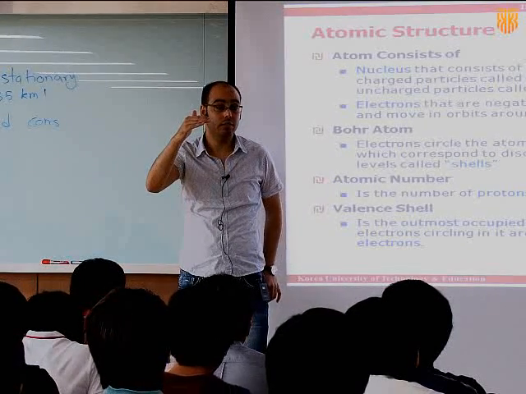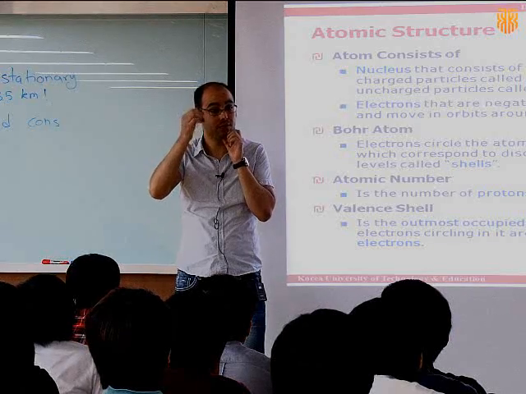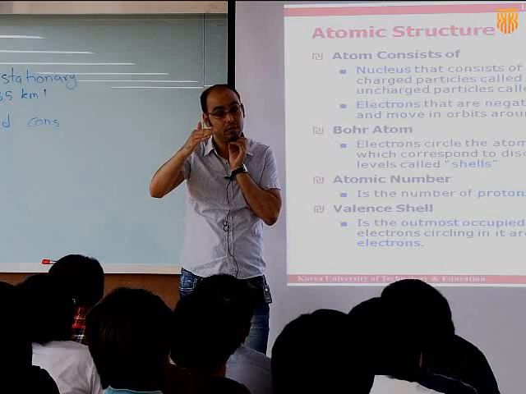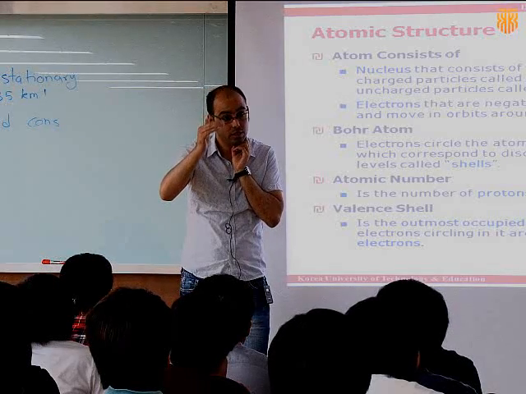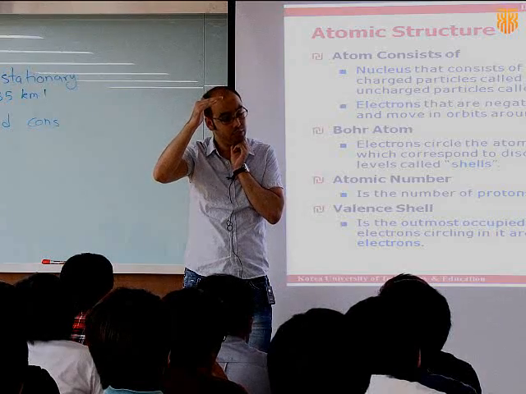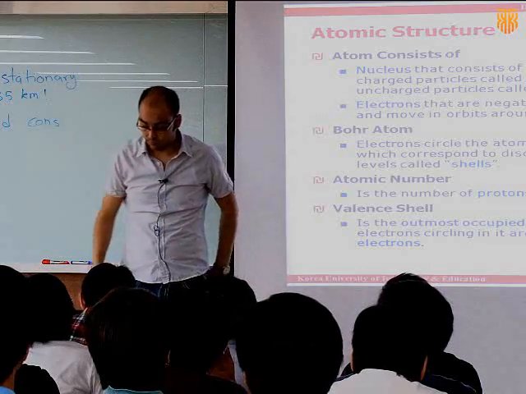Each shell, the electrons have a certain energy. For example, in shell number 1, electrons have energy 1. In shell number 2, they have energy 2, and 3 and 4, okay? Different.